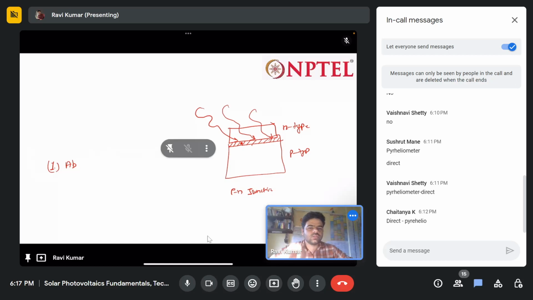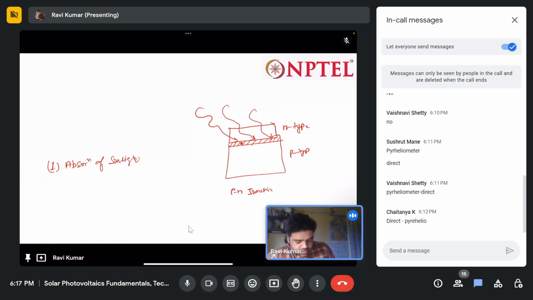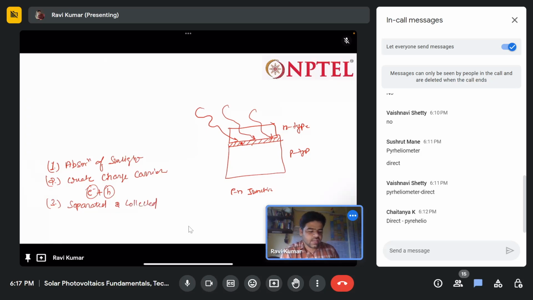So what happens? First, absorption of sunlight takes place, and it creates charge carriers. What are the charge carriers? Electron plus hole. And then third, these are separated and collected.